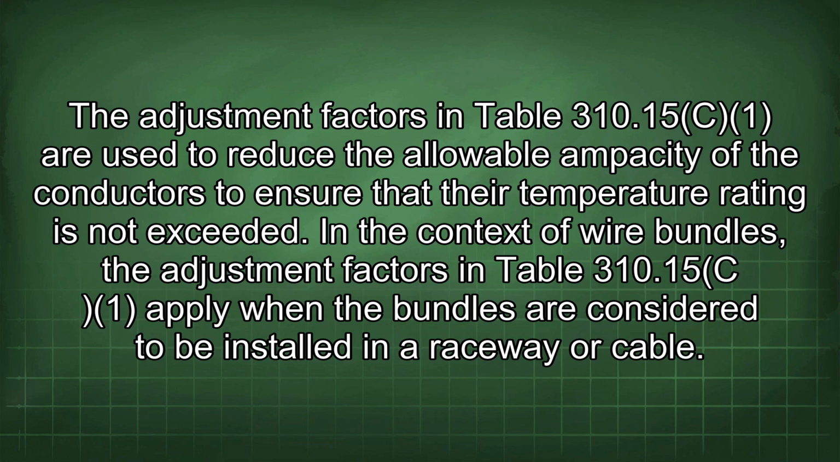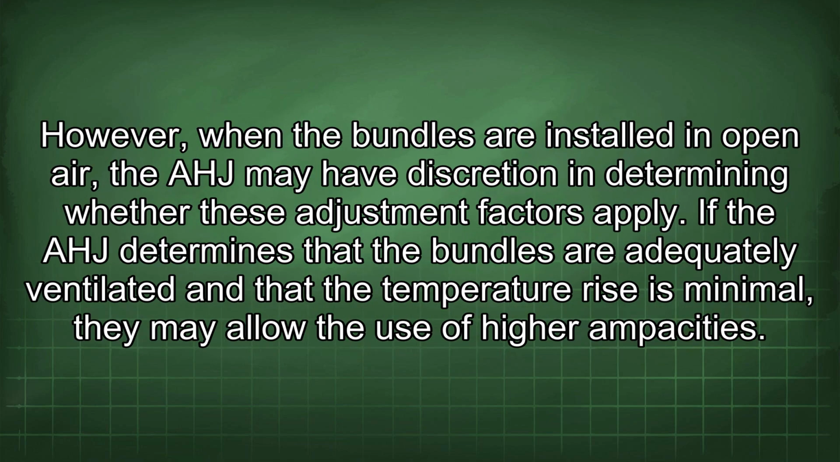In the context of wire bundles, the adjustment factors in Table 310.15 apply when the bundles are considered to be installed in a raceway or cable. However, when the bundles are installed in open air, the AHJ may have discretion in determining whether these adjustment factors apply. If the AHJ determines that the bundles are adequately ventilated and that the temperature rise is minimal, they may allow the use of higher ampacities.